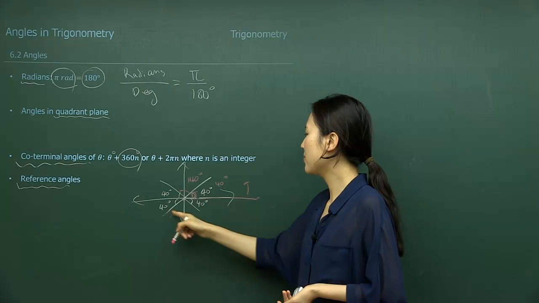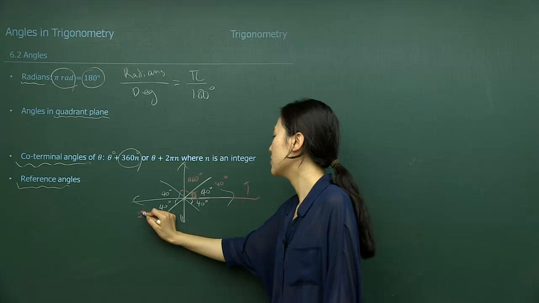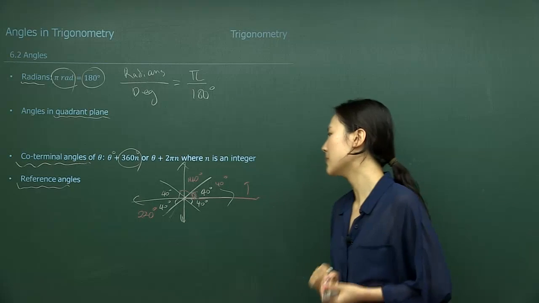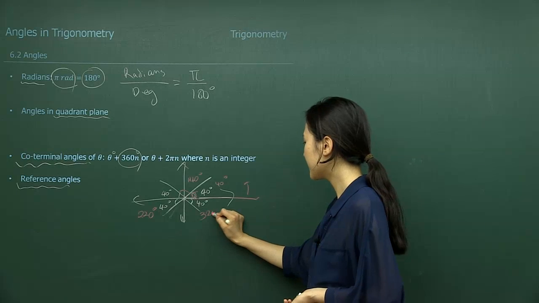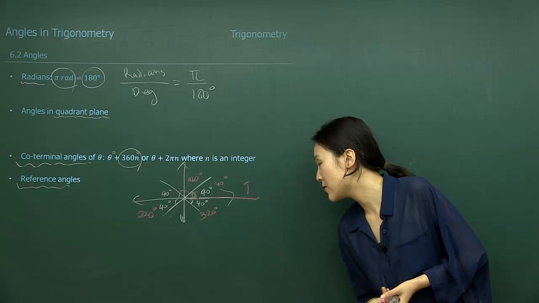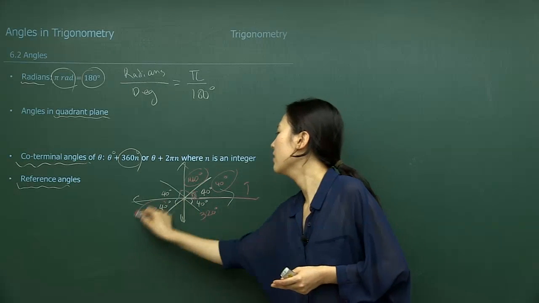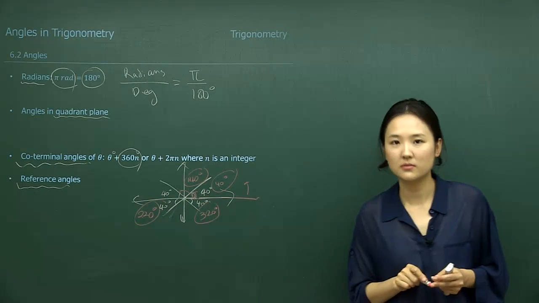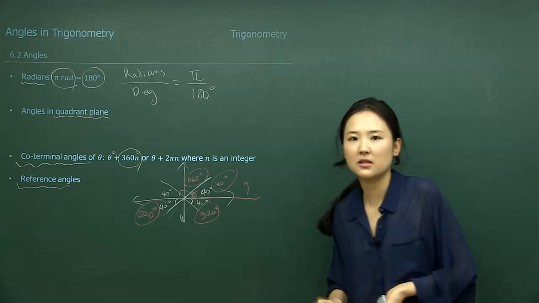What about the third one? It's actually 40 more than 180, so that equals 220 degrees. And finally, it's 40 less than 360, so it's 320 degrees. These, guys, are reference angles. It's basically the same distance away from the x-axis.